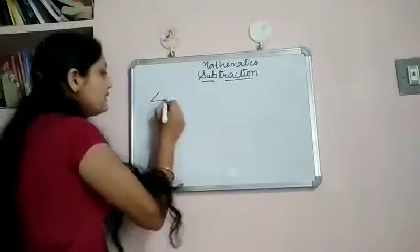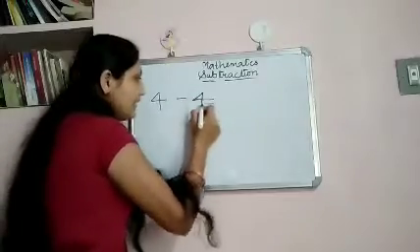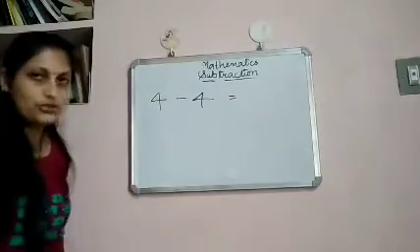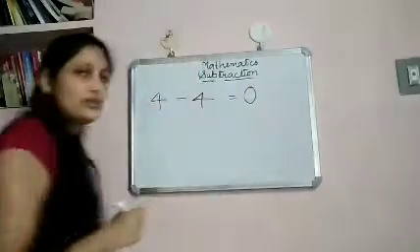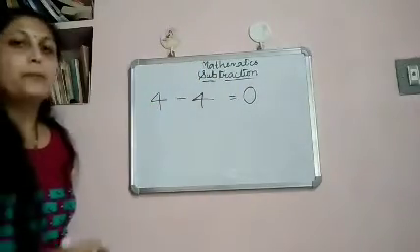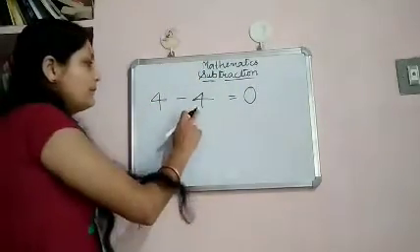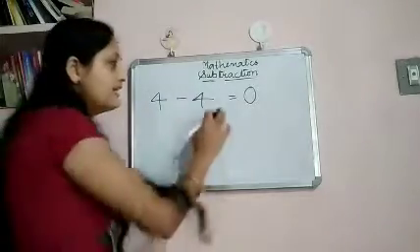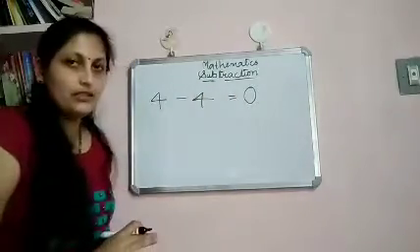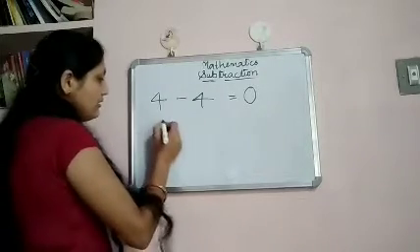So there were 4 pencils earlier and I have taken all the 4 pencils out. How many left now? 0. I don't have pencils now. So 0 means when any number is subtracted from the same number, what do we get? We get 0. Clear?